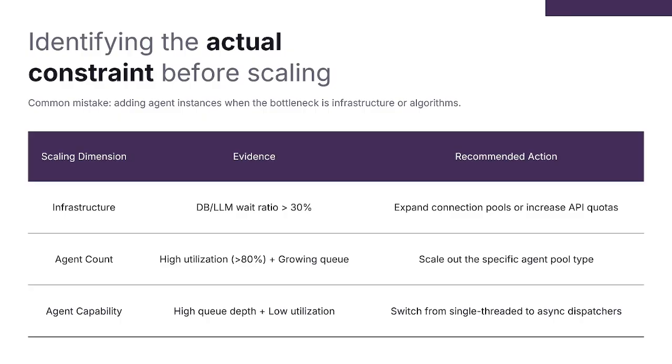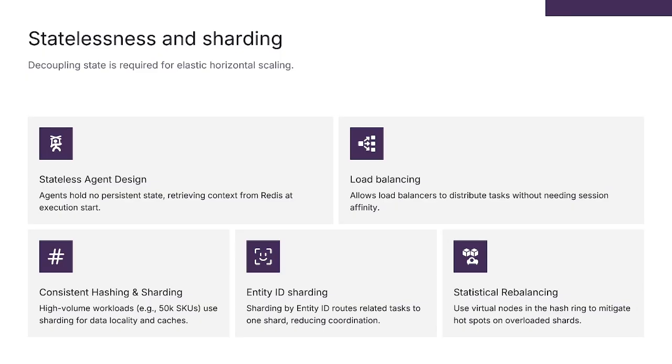Make sure you observe the system, collect utilization metrics, collect growing queue metrics, collect API call and database call ratio, and make sure you collect queue depth metrics and low utilization metrics. This allows you to know what needs to scale and what is causing the system downtime.